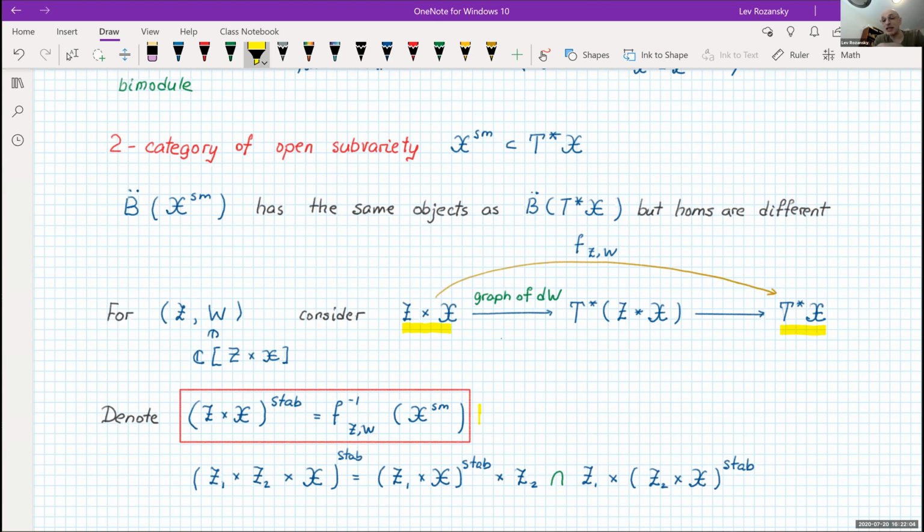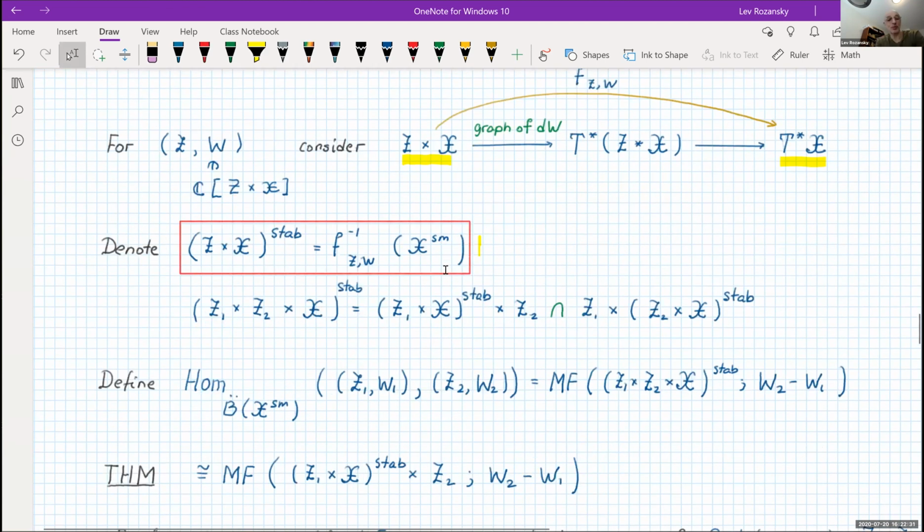So we take the preimage of XSM in Z cross X. In other words, we say that partial derivatives of W along coordinates of X should put us in the allowed region in T star X. So now we have two options. Well, let's begin with one option.